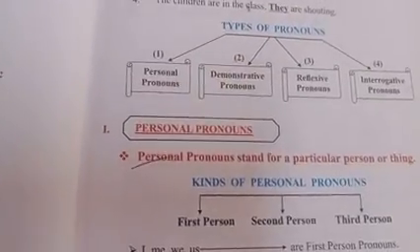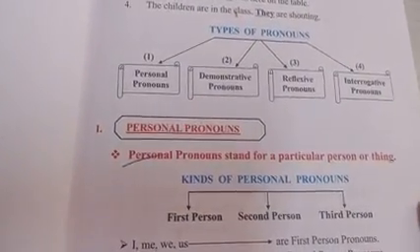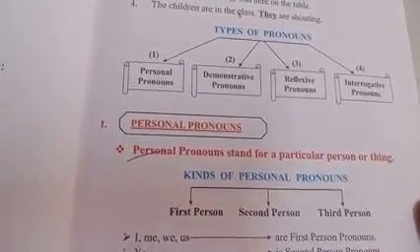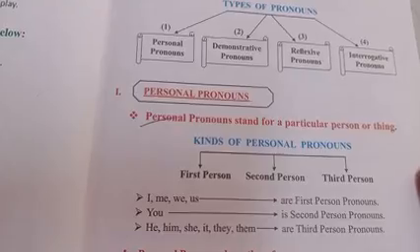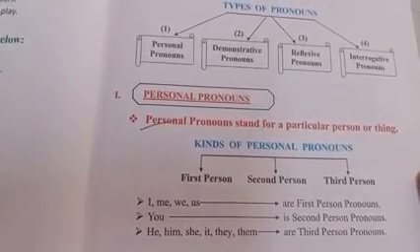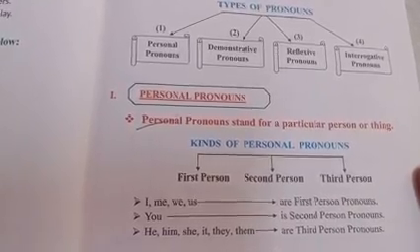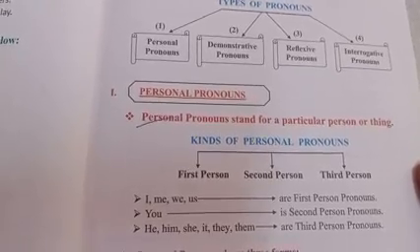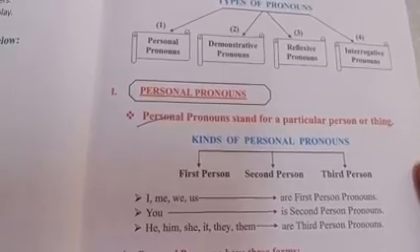Now, what are kinds of personal pronouns? First person, second person and third person. For first person, we use I, me, we, us. Like I am a boy. This book belongs to me. We are going to the mall. This car belongs to us.